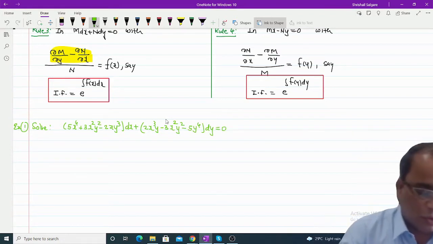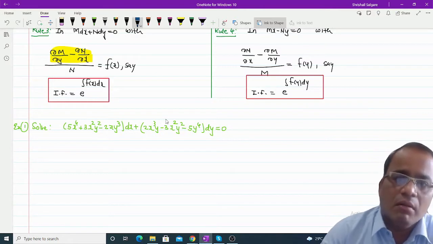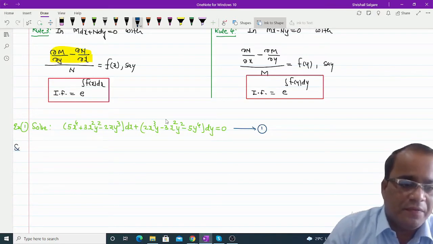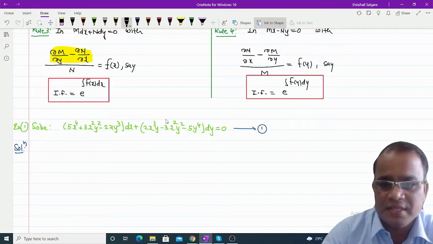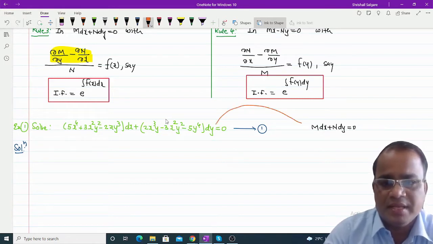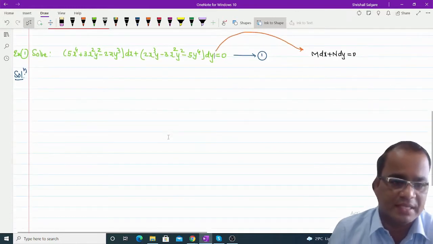Suppose you have to solve this equation. I will call the given equation number 1. These are rough calculations I am writing. If you compare this equation with M dx plus N dy, then what are the values for M and N? Yes, anyone?